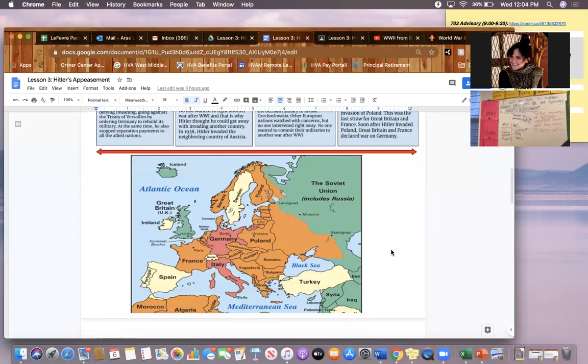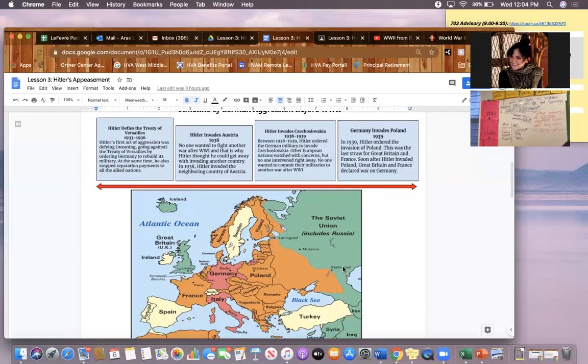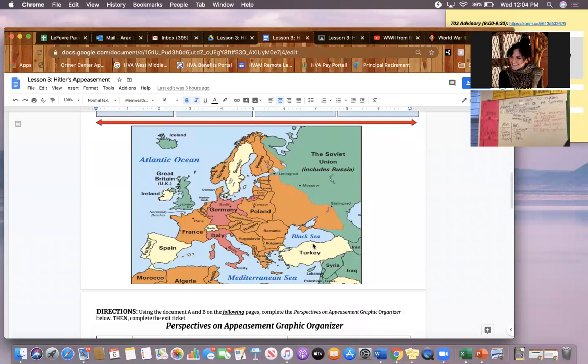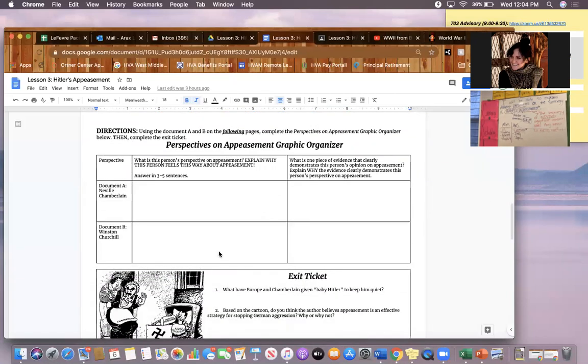So at first, though, nobody really wants to step in and stop Germany. Other countries like France and the United Kingdom are content, are okay with appeasing Hitler, with giving him what he wants, giving him Austria and Czechoslovakia so that they don't need to get involved in another war. In today's lesson, we need to figure out how people felt about that strategy of just appeasing Hitler, giving him what he wanted so that we could avoid another world war.